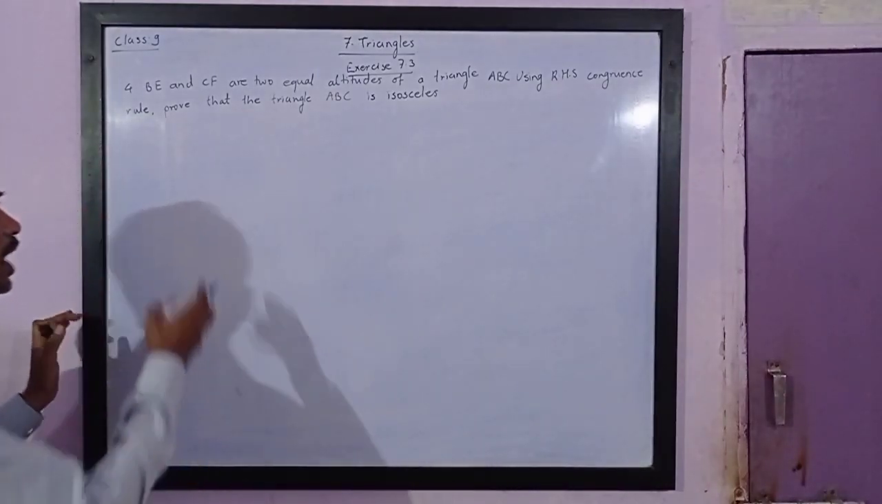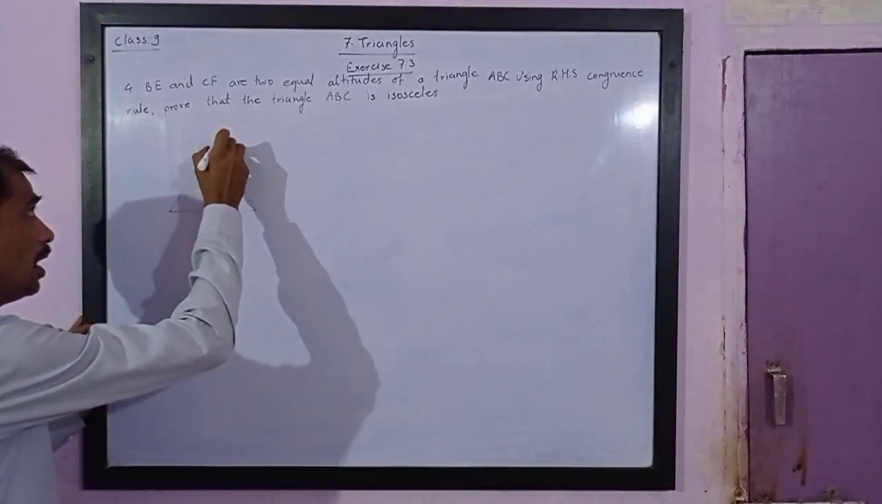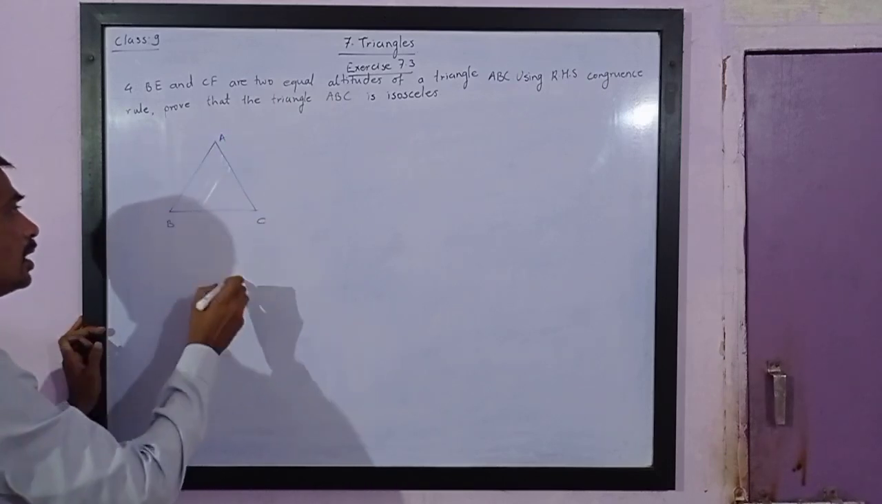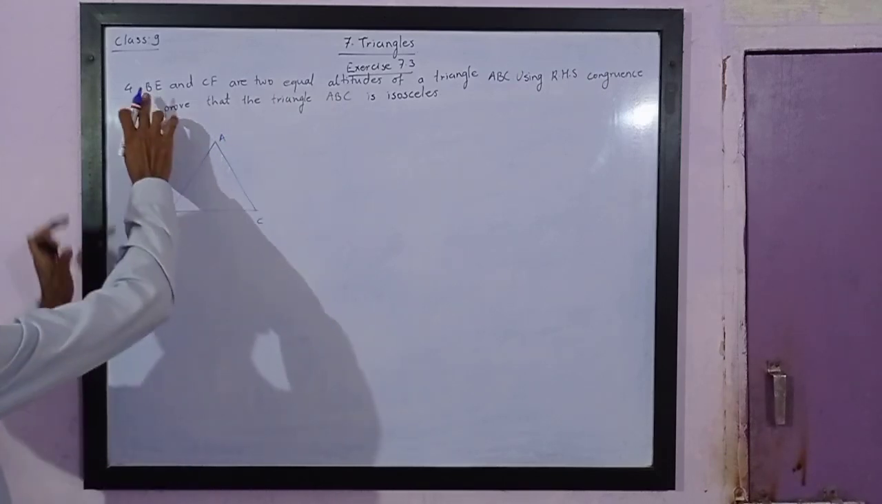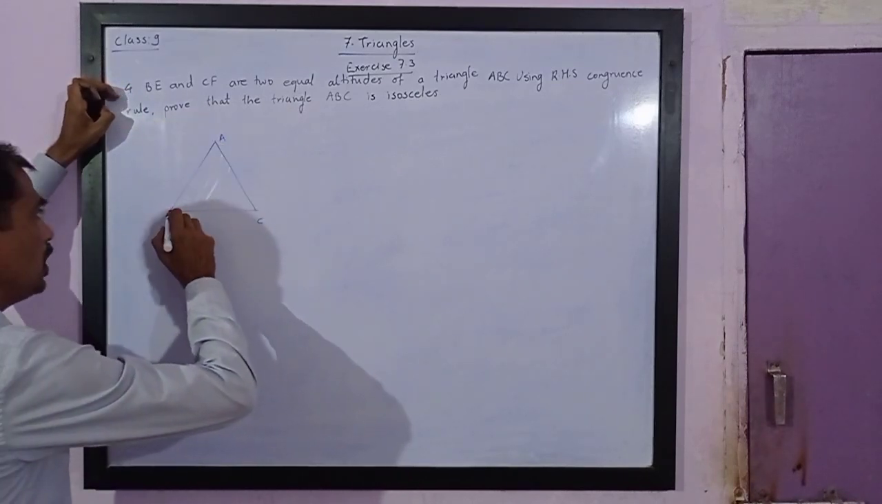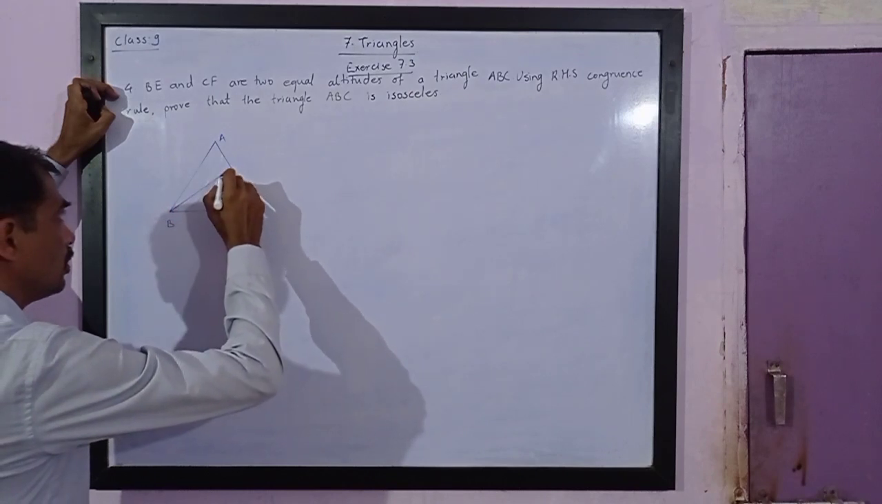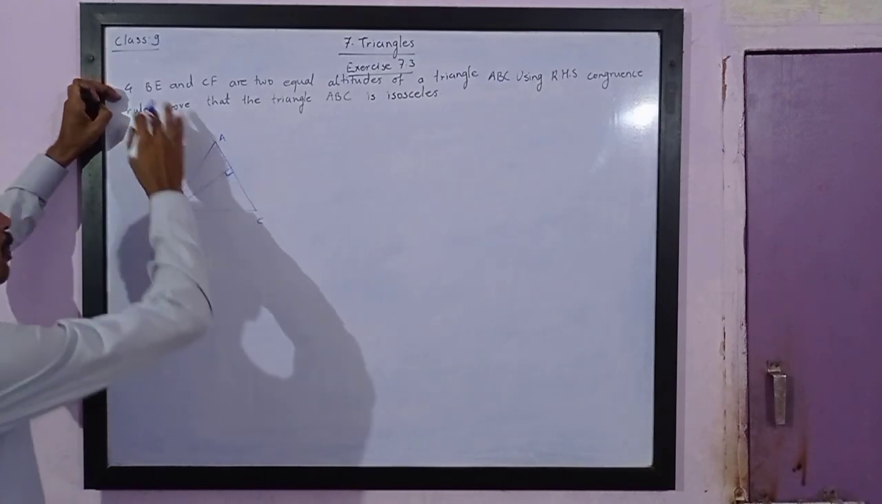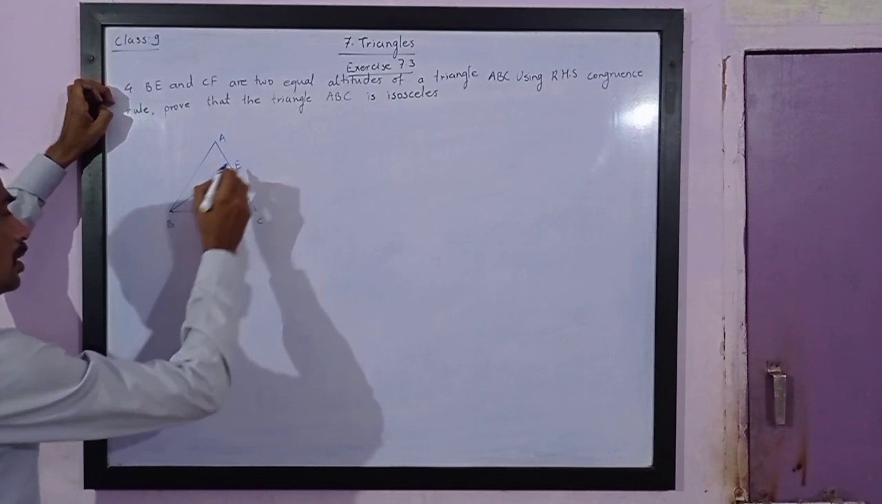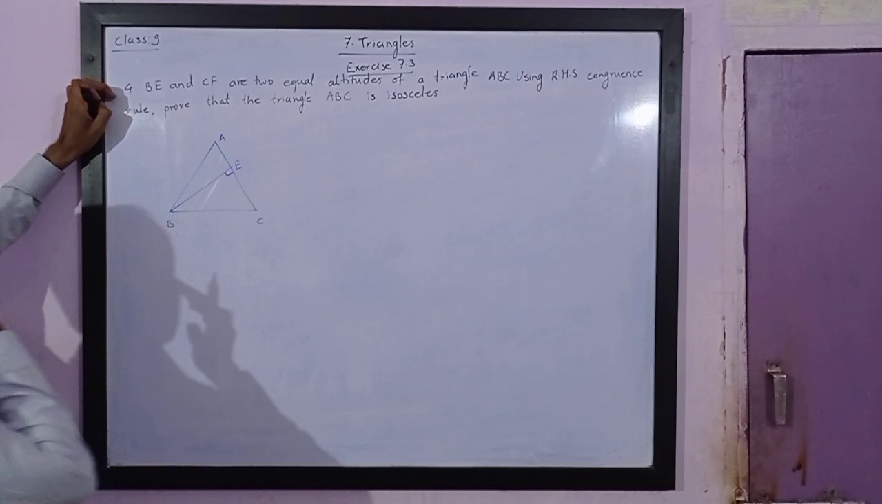So it means we are given a triangle ABC. Triangle ABC is given and BE is the altitude. Altitude means perpendicular on AC. So from B we have a perpendicular on AC. This is perpendicular. BE means this vertex must be E. BE is the altitude of the triangle ABC.